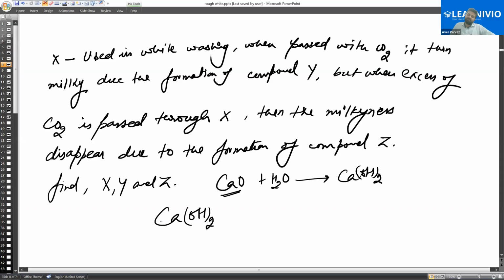Now this is calcium hydroxide. So when this calcium hydroxide reacts with carbon dioxide, it turns milky due to the formation of calcium carbonate. Actually, when we do the whitewashing, just listen to me. After 2 to 3 days, atmospheric carbon dioxide reacts with the calcium hydroxide and forms calcium carbonate. Calcium carbonate is very fine white in color. That's why it is used in whitewashing. When we make a layer of calcium hydroxide on the wall, it reacts with atmospheric carbon dioxide and forms calcium carbonate, which is super fine white in color. Okay, got it?